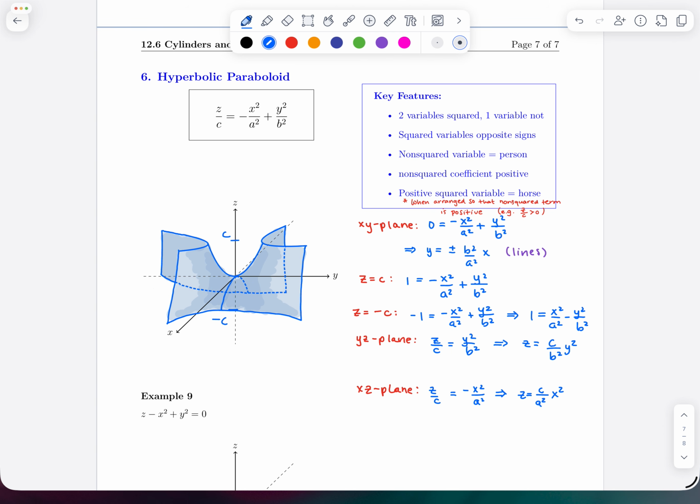We will revisit this quadric surface when we're talking about certain calculus concepts, which is why we're going to go ahead and show it anyway. It is very useful for certain examples.